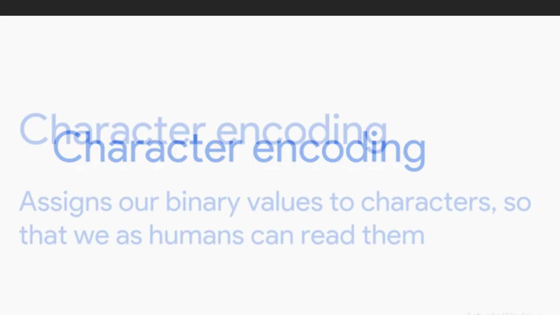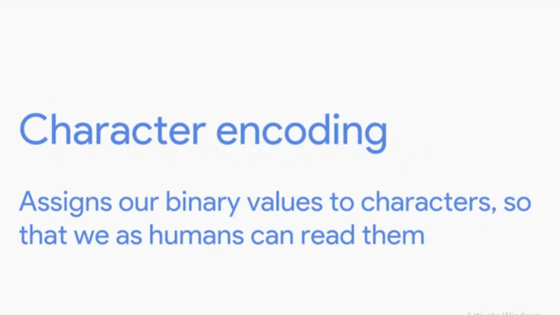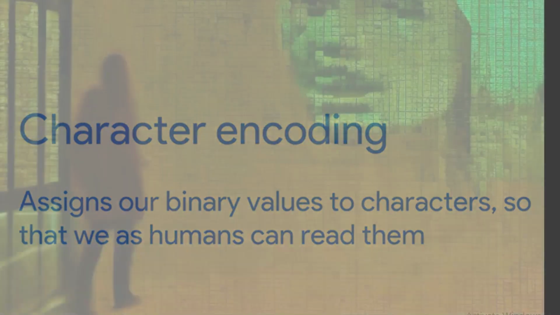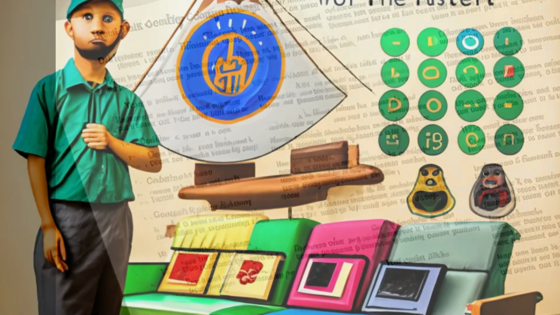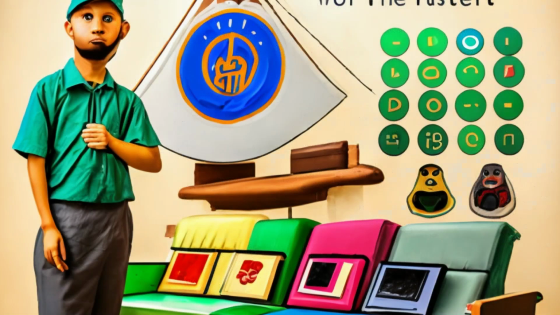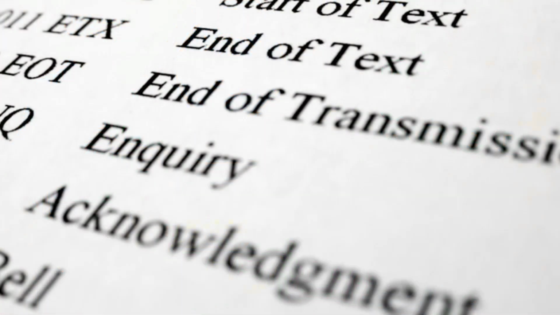Character encoding is used to assign our binary values to characters so that we as humans can read them. We definitely wouldn't want to see all the text in our emails and web pages rendered in complex sequences of zeros and ones. This is where character encodings come in handy. You can think of character encoding as a dictionary. It's a way for your computer to look up which human characters should be represented by a given binary value.